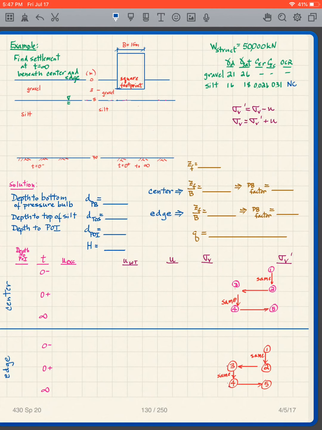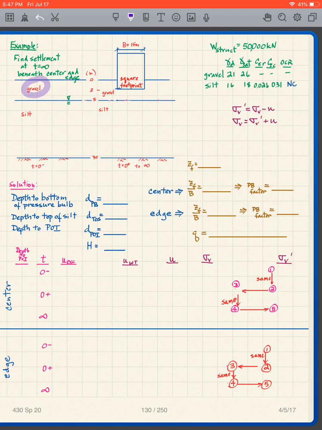All right, we want to do another problem, and this problem is to find the settlement at t equals infinity beneath both the center and the edge of this structure. If you notice, it has a basement of 3 meters. The width is 15 meters. The weight of the structure is 50,000 kilonewtons.